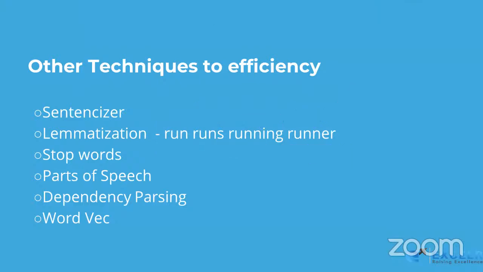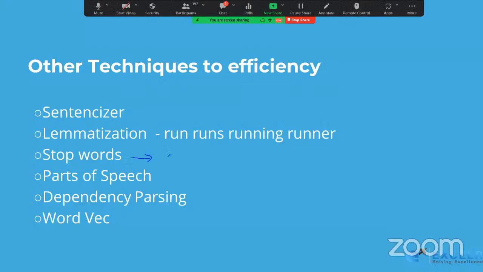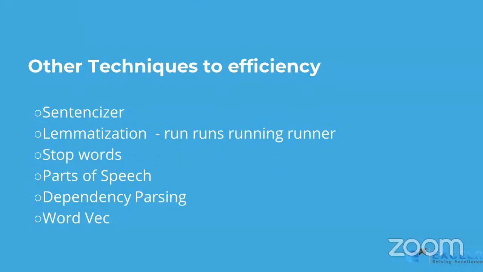And as I told you, there are stop words like of, it, um, because, but, something like that. All those stop words can be removed because they don't add more value to your actual understanding of the content. And we also have parts of speech, dependency parsing, and I'll also show you how word vec works as well.